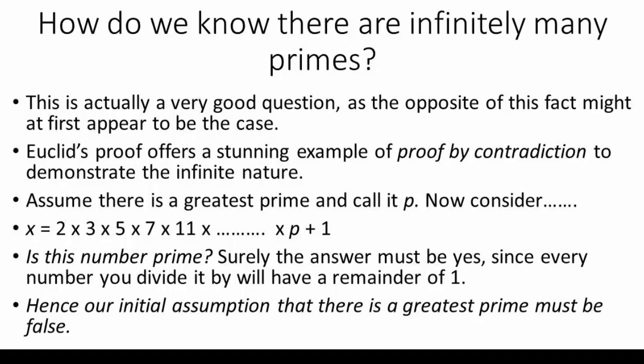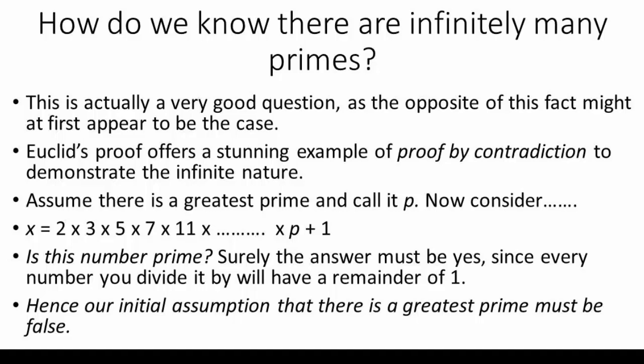Well, that's not the case, because Euclid has offered a proof, which is a really good example of something called proof by contradiction, which you may have heard of before. It's sometimes called reductio ad absurdum in Latin, if you like to show off with a bit of Latin. It's a proof where you start by assuming the opposite and then go on to show that it leads to an absurdity. So that's exactly what we're going to do here. We're going to assume that there is a greatest prime number, and we're going to call that number p.